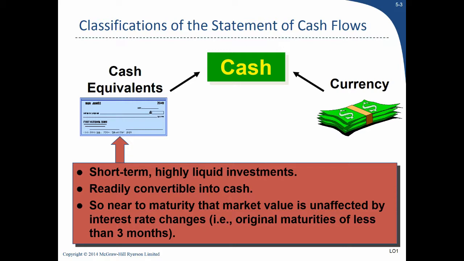Okay, so what's classified as cash on the balance sheet? Well, it's the hard currency, what you would think of as cash. If you have 20 bucks in your pocket, that's cash. But there's also something called cash equivalents. So these are short-term and highly liquid, and they're so close to being cash that we call them cash. So you'll see them so near to maturity that market value is unaffected by interest rate changes. A maturity of less than 3 months.